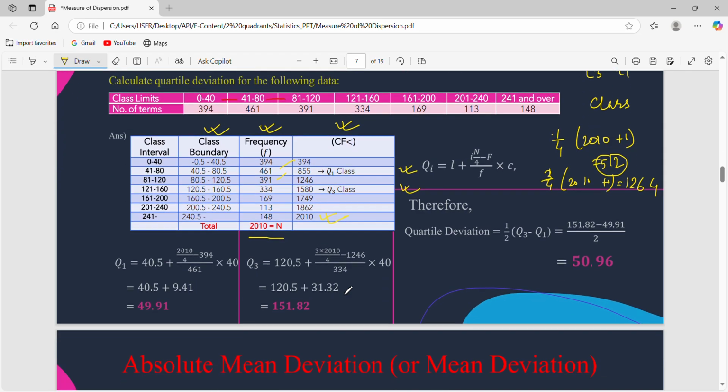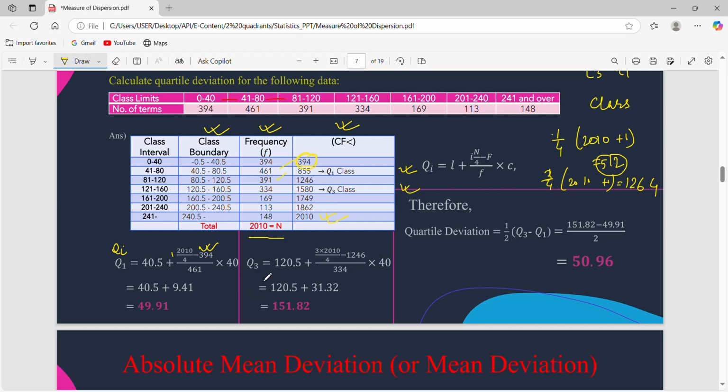Next is calculation. Q1 uses the same formula: Qi equals L plus (i n by 4 minus F) divided by f, into C. This is your Q1 class, so your L value is 40.5. N means 2010 divided by 4, and i means 1 here. Capital F means the cumulative frequency just above the Q1 class, which is 394. Divided by f, the corresponding frequency, which is 461, into C, the class difference, which is 40.